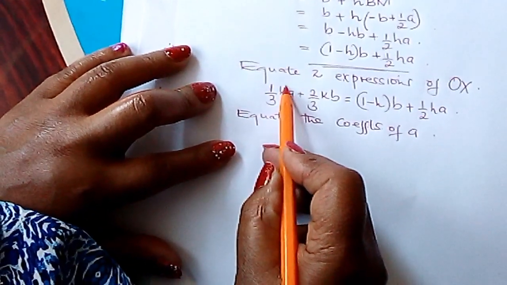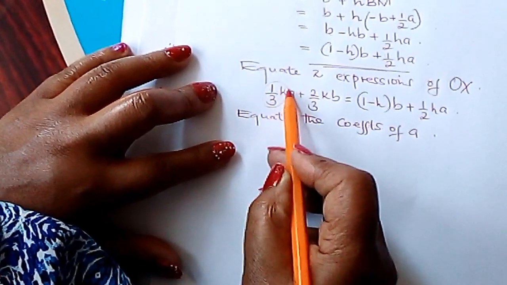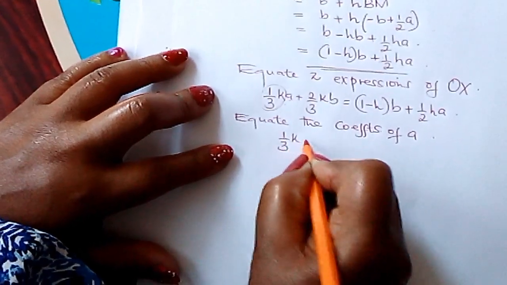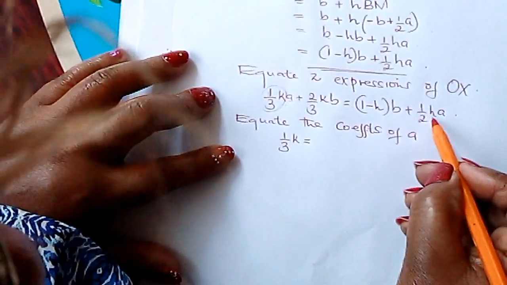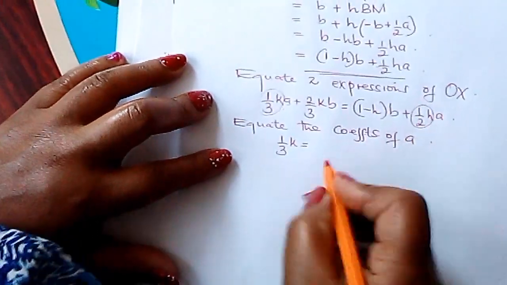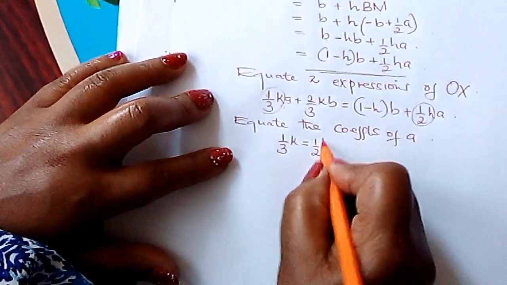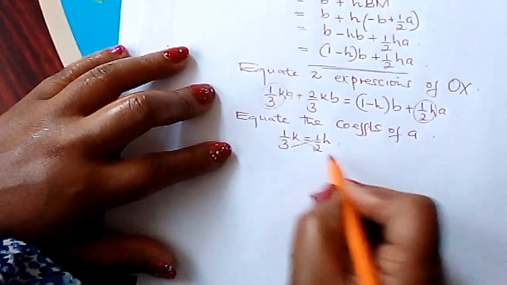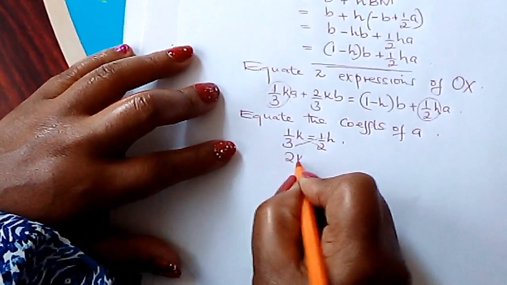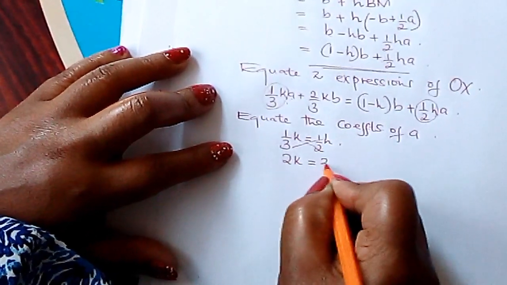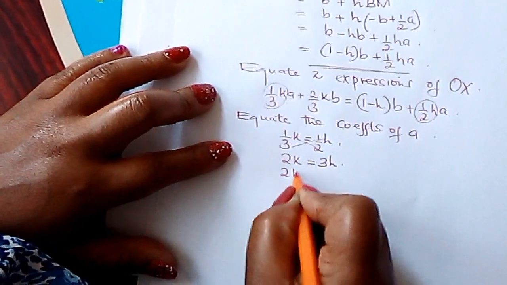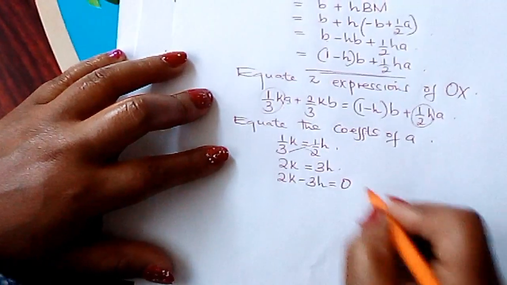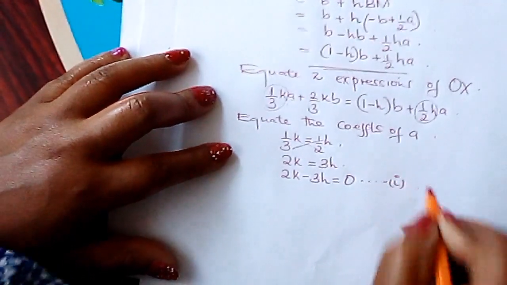You come to this side, you take the coefficient of A, the number that multiplies your A. This is a third of k, is equal to what? You go to the right hand side, you do the same. The coefficient of A is a half of h. Learner, from here to remove the denominators, cross multiply, and therefore you'll get what? 2k is equal to what? 3h, which we can as well write as 2k minus 3h, if you brought this on this side, is equal to 0. Call that equation Roman 1.